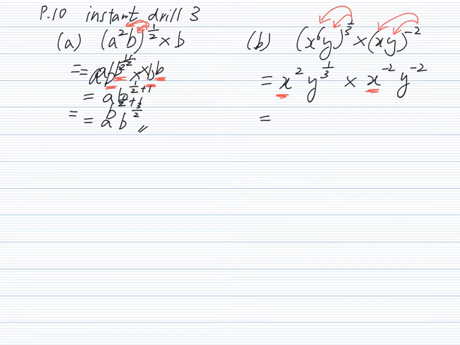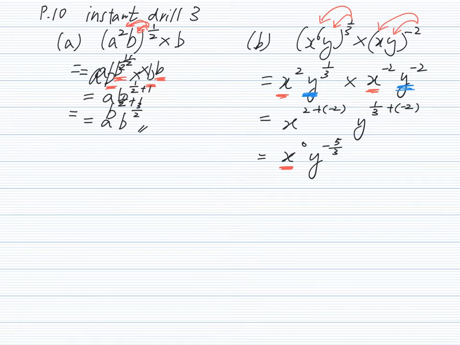So for x's term, they are multiplying together, so I'm adding the index together. While for y's term, they are with the same base of y. And again, we are doing a multiplication on them, so that's why the index should be added. So after all, I will have x to the power of 0 times y to the power of -5 over 3. Anything with a power of 0 will result in 1. That's why we don't have the x term anymore.